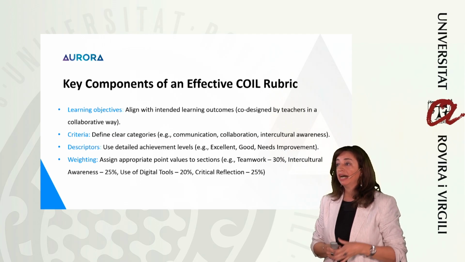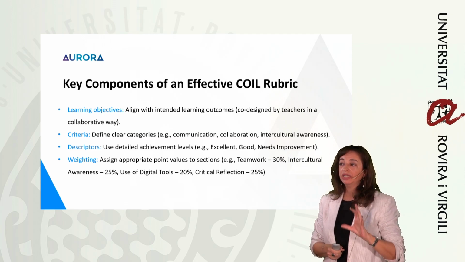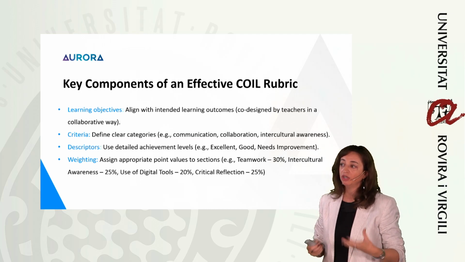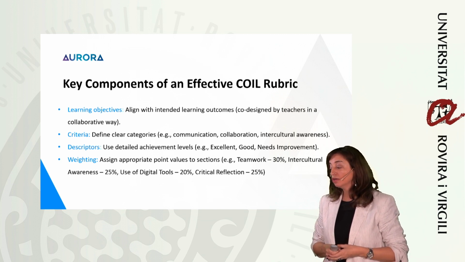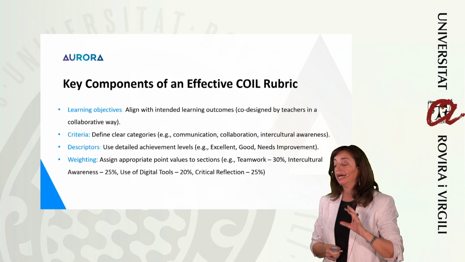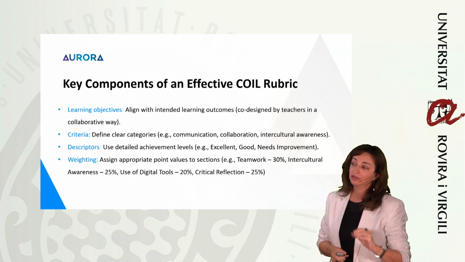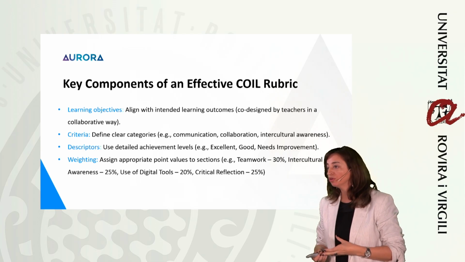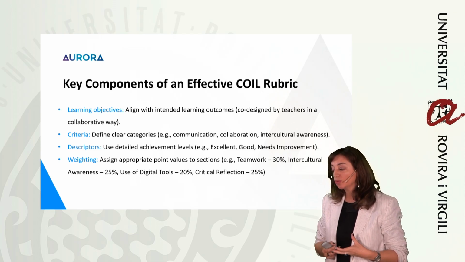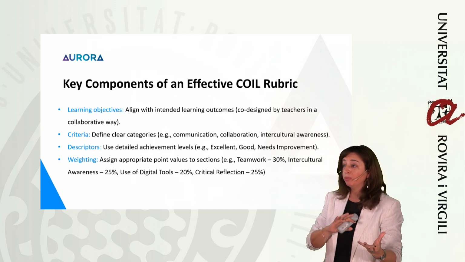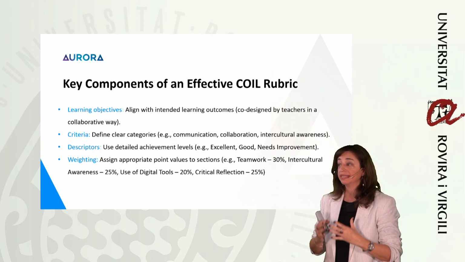Then we need to have a look at the criteria. We need to define clear categories such as communication, collaboration, intercultural awareness. Also, descriptors are very important, and we need to use detailed descriptors such as excellent, good, in need of improvement, and weighting as well. We can give the same points or different points to the different sections, right?